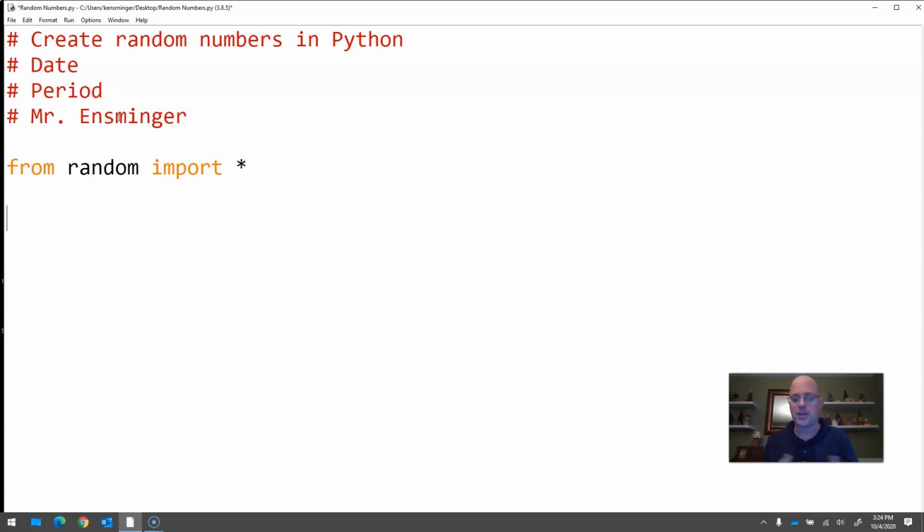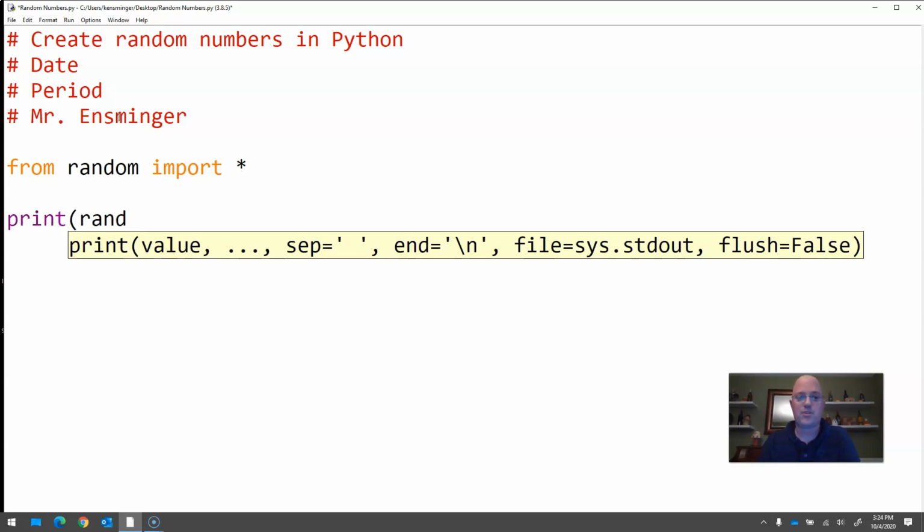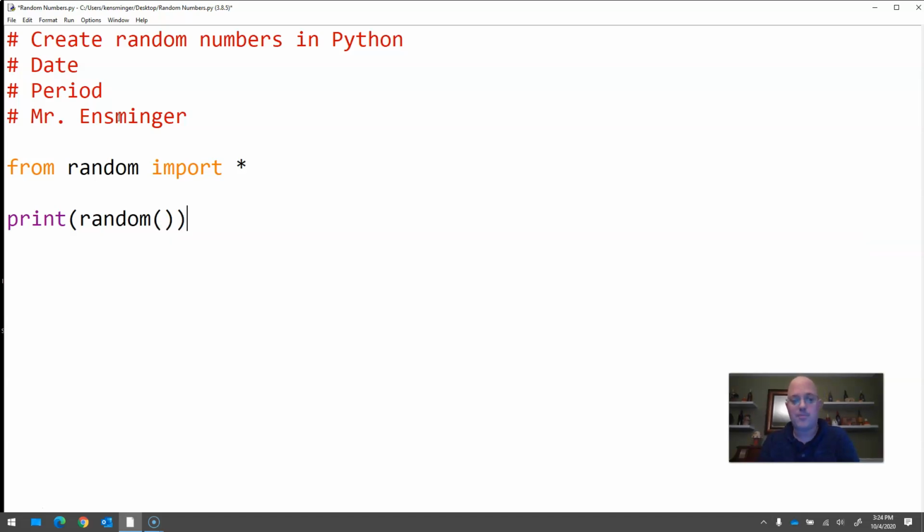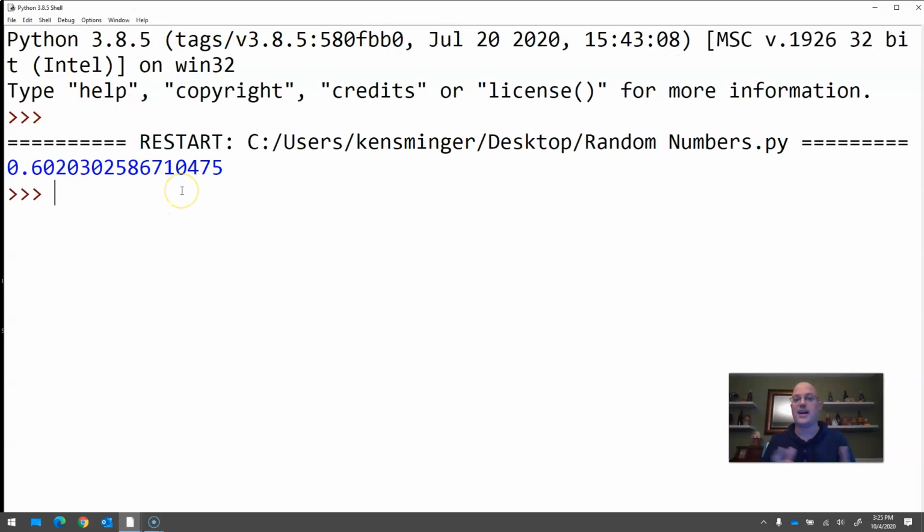So let's do it. Here is the process. First, we're going to use the random number function. I'm going to print random, and it's a function, so we have parentheses both after it, left and right. There's no input into that. We're just saying print random. So what does this do? If I run the program, it gives me a decimal.